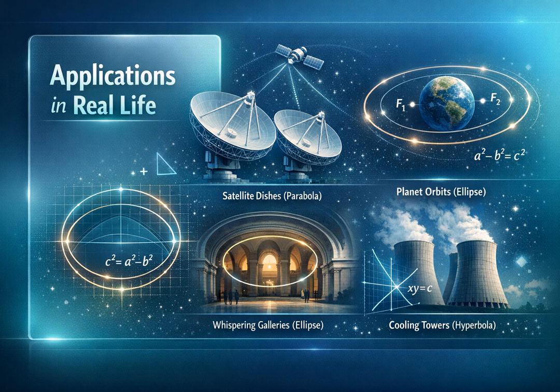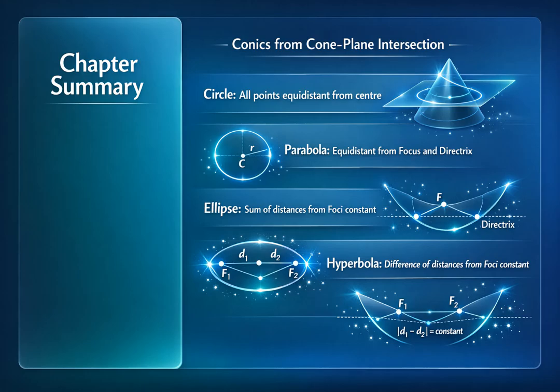Cooling towers of power plants have hyperbolic shapes for structural strength. In this chapter, we learn that conics come from cone-plane intersections. A circle has all points equidistant from a center. A parabola has points equidistant from a focus and directrix.